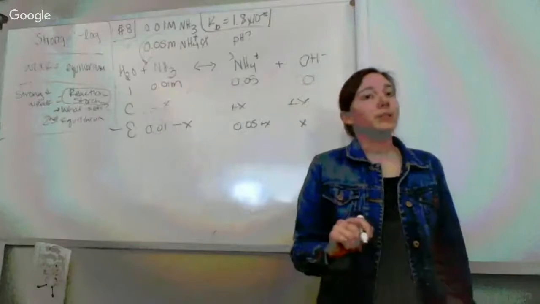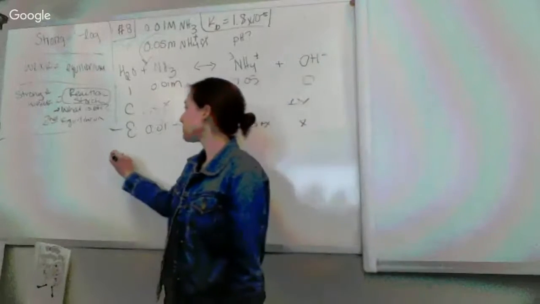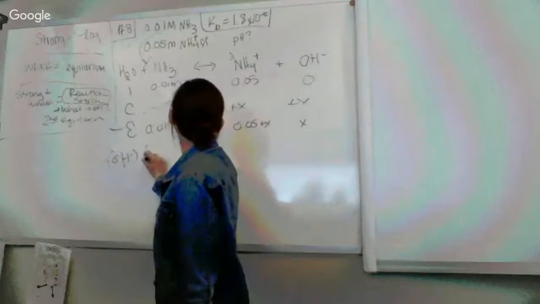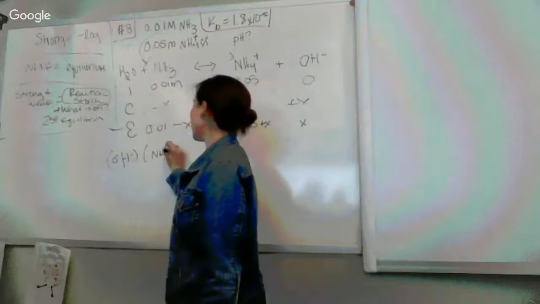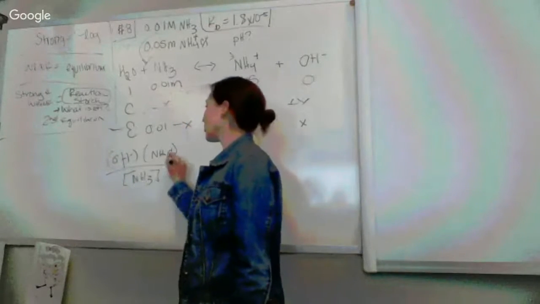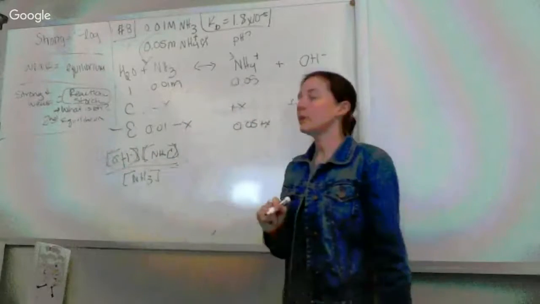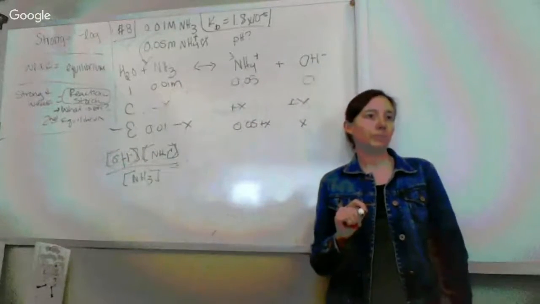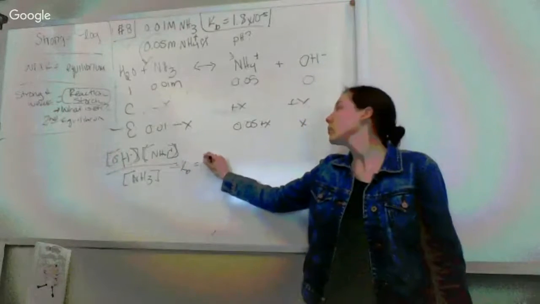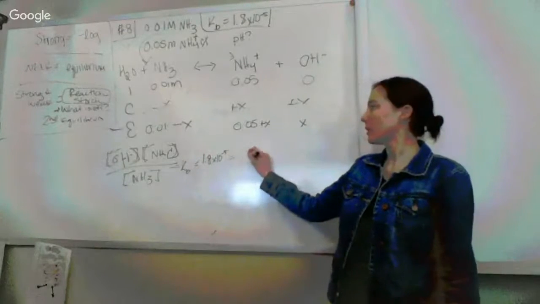And then it would be about setting up my equilibrium expression and actually plugging my numbers in. So my equilibrium expression is [OH-] times [NH4+]. Should have put those in brackets. Okay, so would this be equal to a Ka or a Kb? Kb. Do I know my Kb? Yes, 1.8 times 10 to the negative fifth. I was told in the problem. So now I just have to plug my numbers in.